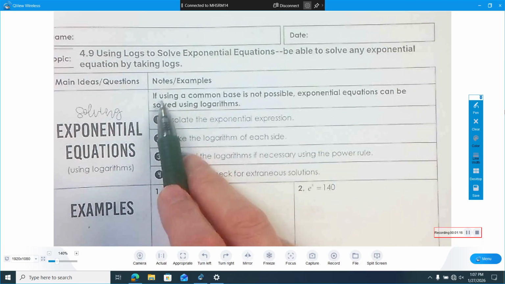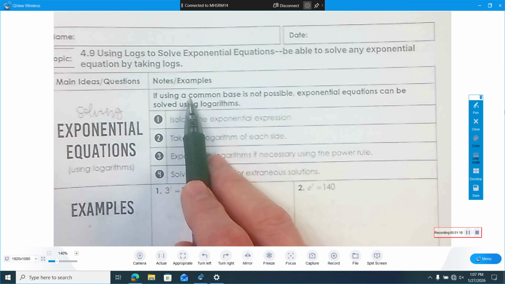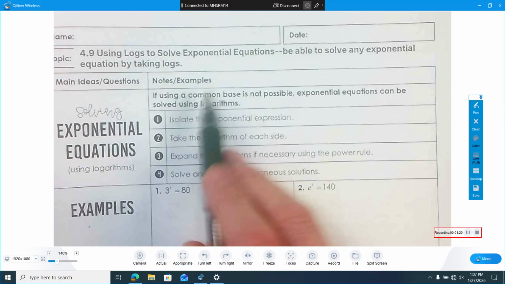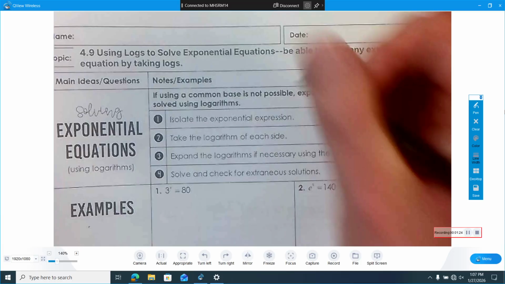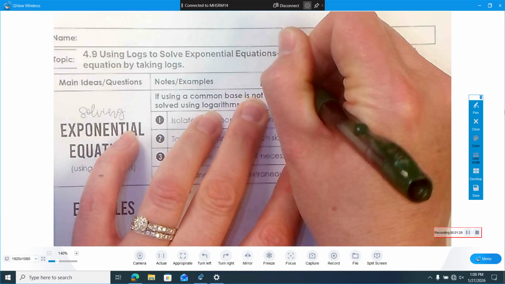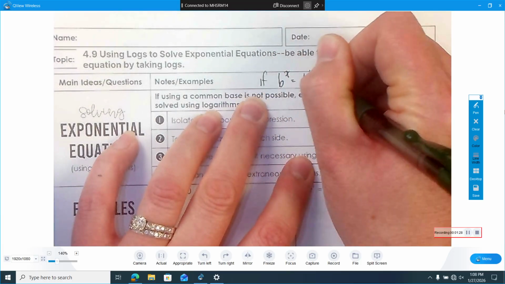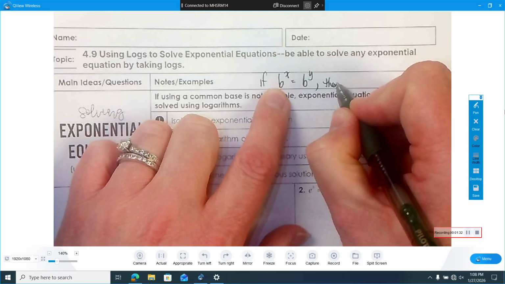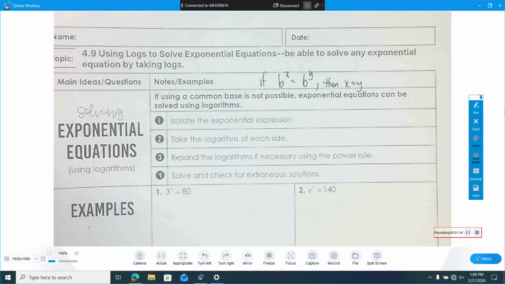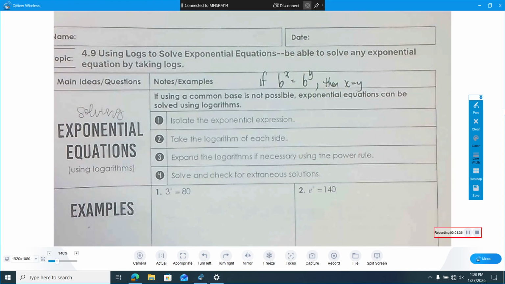So I thought I had to teach you the common base method, which is what you were tested on. If the bases match, so if you had b to the x equals b to the y, if the bases match, what must be true? Then x is equal to y, right? So that was the method that we learned before, but we might get something different now.